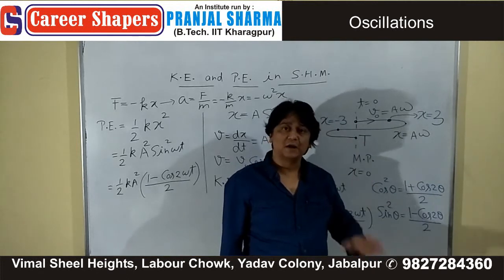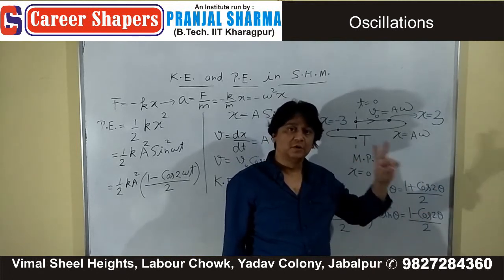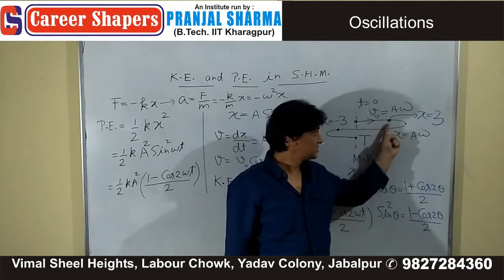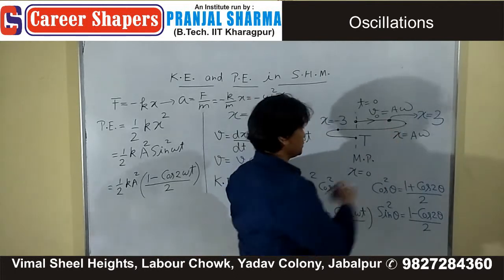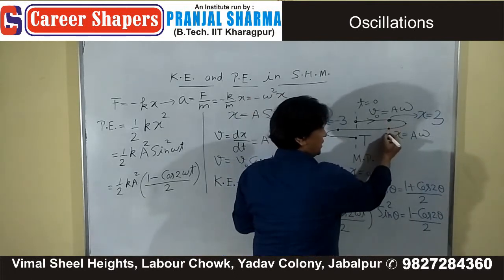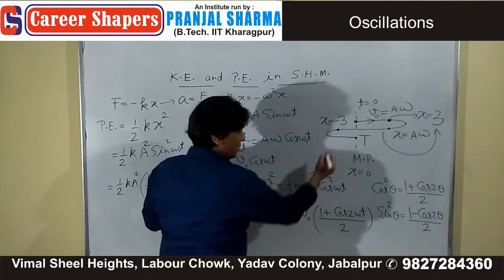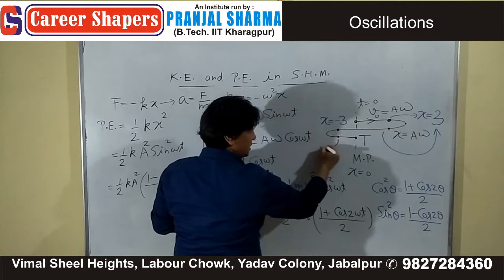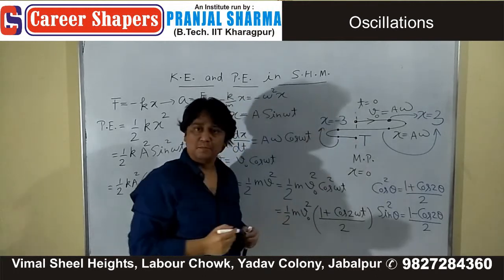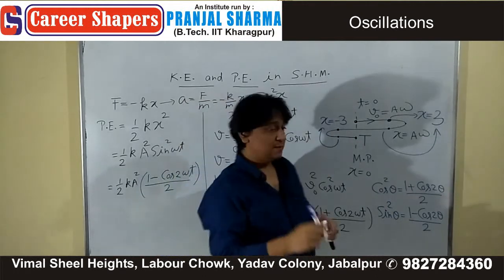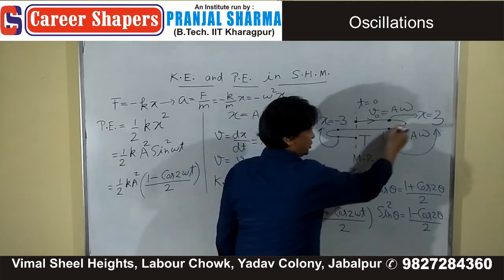But my question is, how many times does x equals to 3 repeat itself during one oscillation? And you will say that it repeats itself 2 times. This and this. For both these positions, your x is 3, whereas for both these positions, your x is minus 3. Remember, it's just a straight line motion like this.